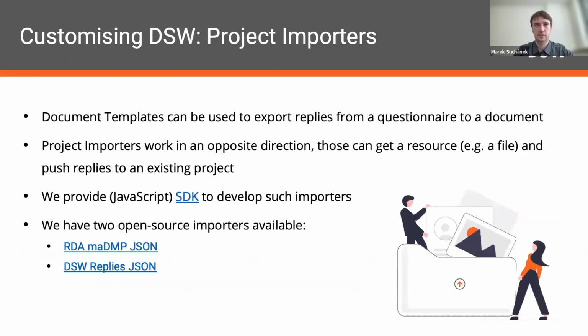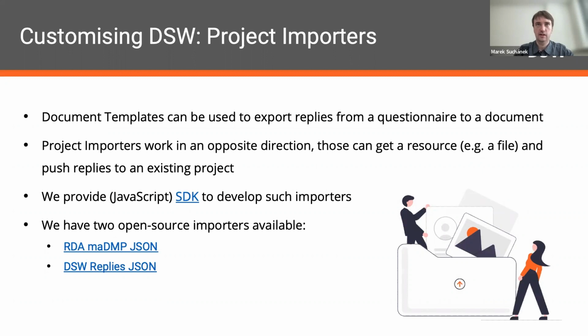Another thing that you can adjust in the wizard are the project importers. The document templates work so that you have the questionnaire with replies, and you want to get it to some document and usually send it somewhere, store it somewhere, etc. But you may want to go in the opposite direction, to get some replies from another resource into the DSW. For example, feed some information about the data sets that you reuse, or from some other tool that you used for data management planning, using, for example, the machine-actionable DMP in JSON.